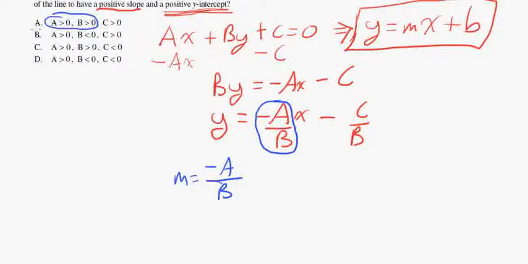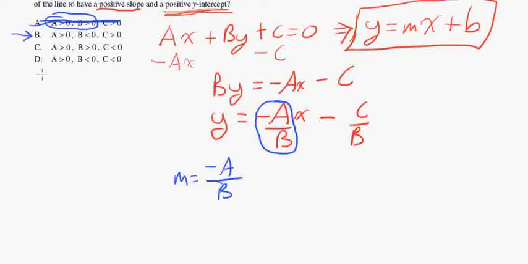Okay, so it's not going to be a. We don't have to worry about checking c. We know it's not going to be a. Okay, b. If a is greater than 0, so if this number is greater than 0, so let's say 1, well, negative 1 is going to be negative 1. If it's 2, it'll be negative 2. So this is going to be negative. b is less than 0. Well, if b is less than 0, it's going to be like negative 1, negative 2. If you have a negative number divided by a negative number, that will give you a positive number, so your slope will be positive. So it could be b.